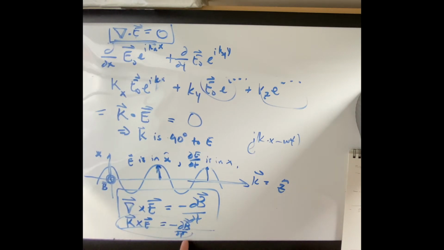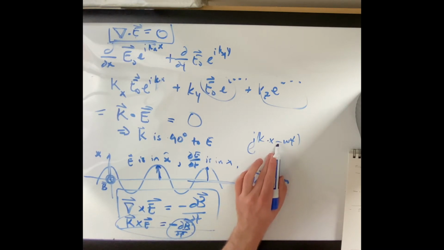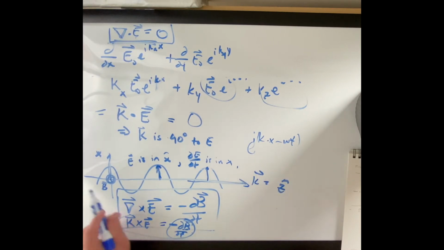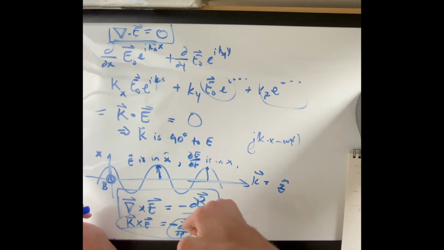The reason there's a minus dB/dt is because over time it's going to decay from a maximum. So that's just telling us which direction it's going to decay because there's a minus sign here. It just means it's going to decay from a maximum. So at a maximum, it's out of the board. So the B field's out of the board.